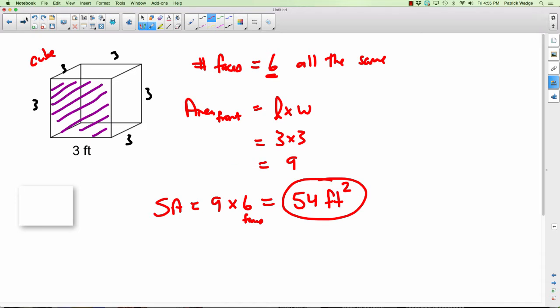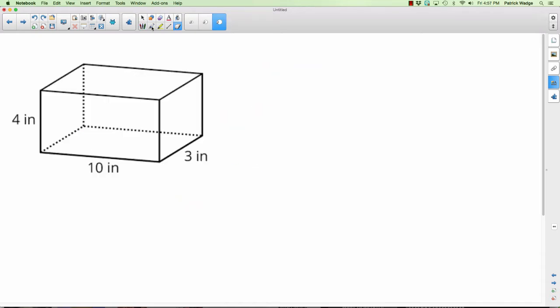Okay, let's do rectangular prism. How many faces does this have? This shape right here has how many faces? Well, in some ways it's very similar to a cube, isn't it? It has a front, a back, a top, a bottom, a left, a right. It has 6 faces. Now, which ones are the same?